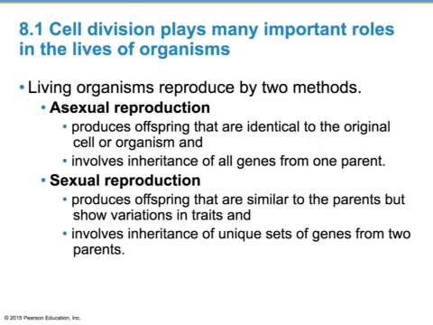There are two types of reproduction. One is called asexual reproduction. It produces offspring that are identical to the original parent, and it only involves one parent. Usually asexual reproduction is what we talk about when we talk about mitosis.